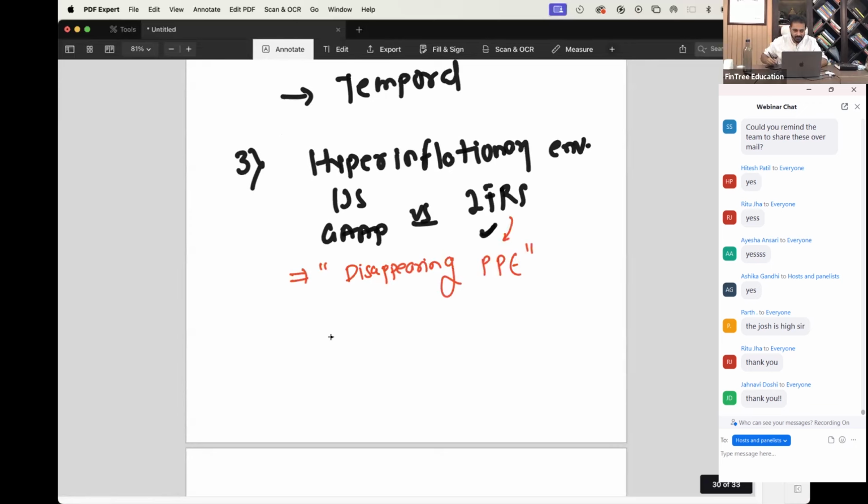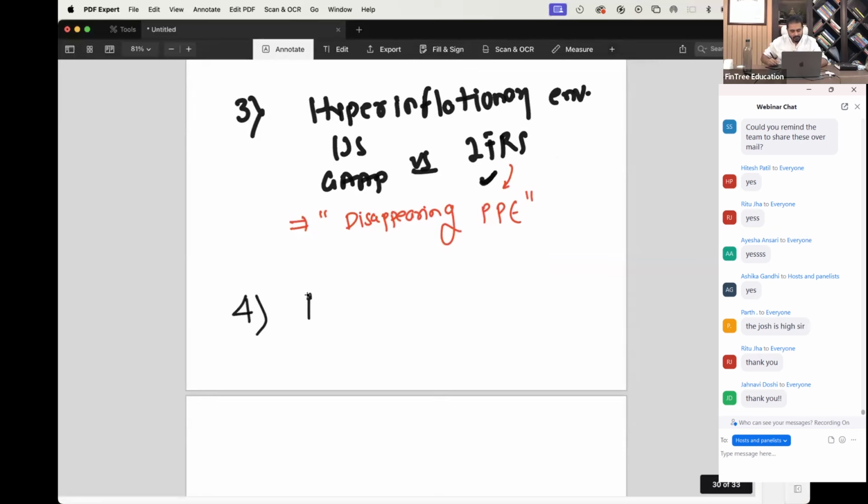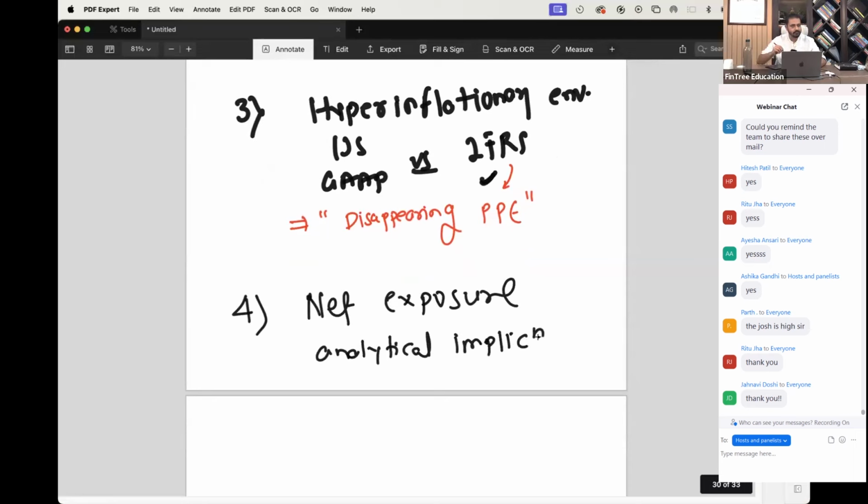And then finally, we will do this discussion on net exposure and then some analytical implications. Okay, just these 4 sections and we should be through.